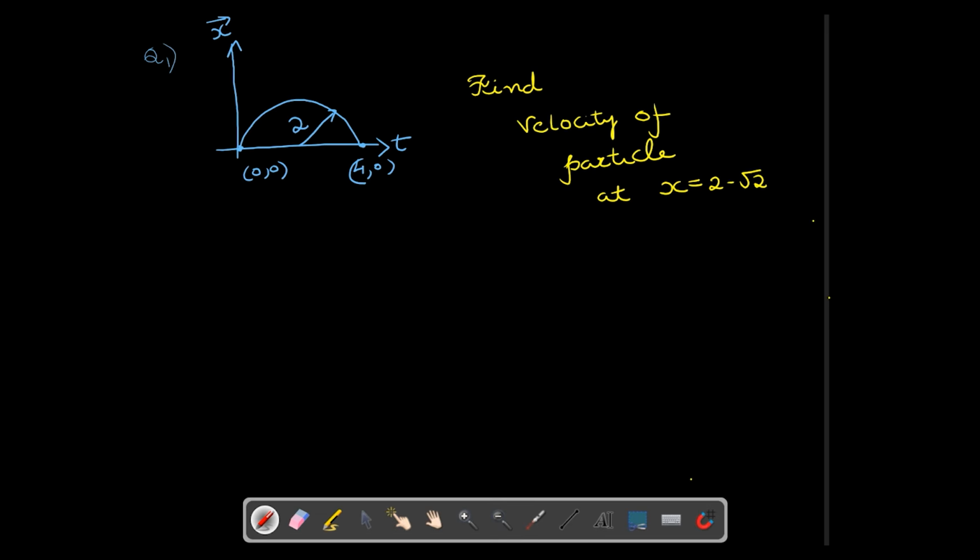Now the question number one, I want it to be simple. Let's do a simple question. So they said find the velocity of the particle at x is equal to 2 minus root 2, and they have given you an x-t graph.